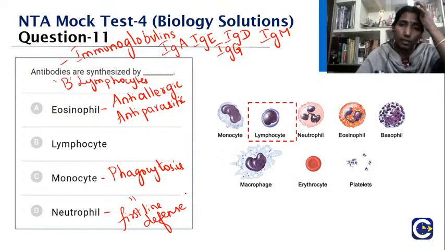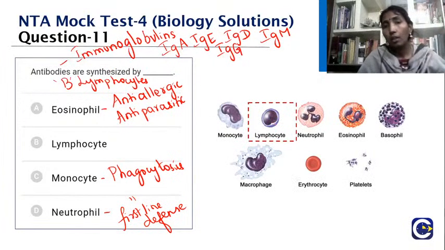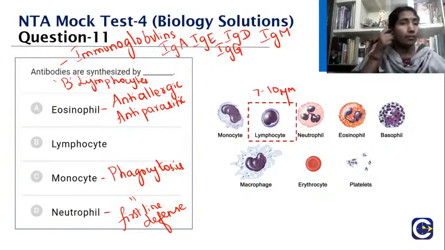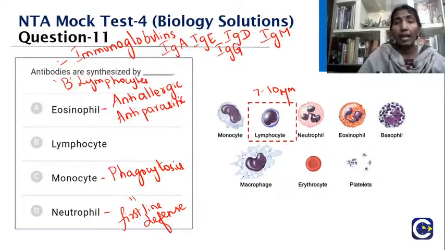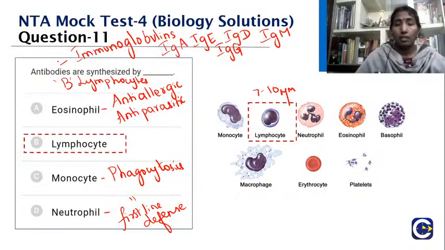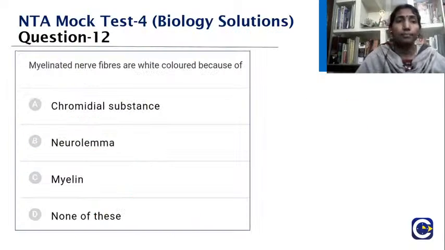It is the lymphocyte. See the cells beautifully. These lymphocytes will be somewhere around 7 to 10 micrometer in diameter. You have T lymphocytes and B lymphocytes, and they are the ones which produce the antibodies, particularly the B lymphocyte. So that you have to narrow it down. Yes, lymphocyte is the answer.